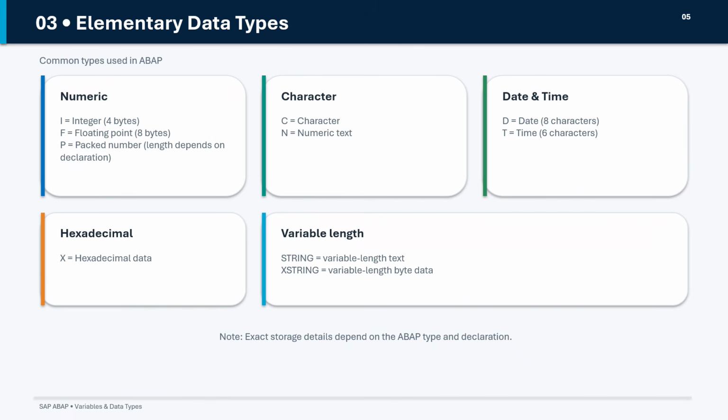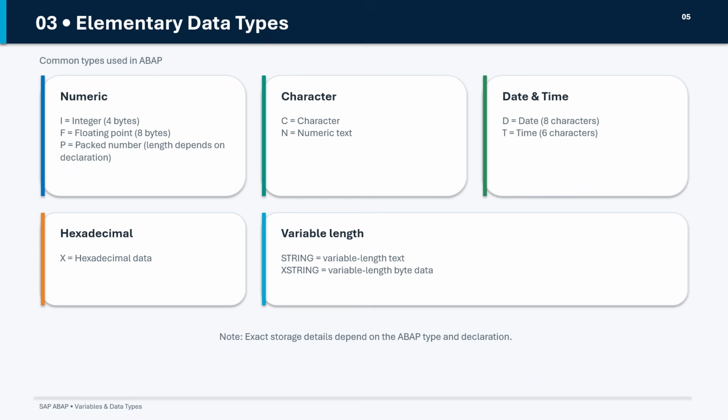Now let's discuss elementary data types. Elementary data types come in two categories: one is fixed length and the second is variable length. Under fixed length we have numeric, character and hexadecimal. Under numeric, we have integer, float and packed number. Integer by default is 4 bytes, floating point is 8 bytes, and packed number is also 8 bytes.